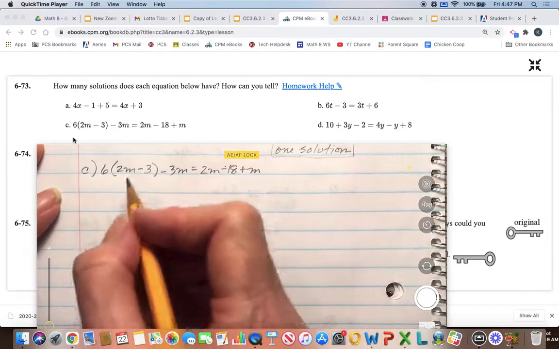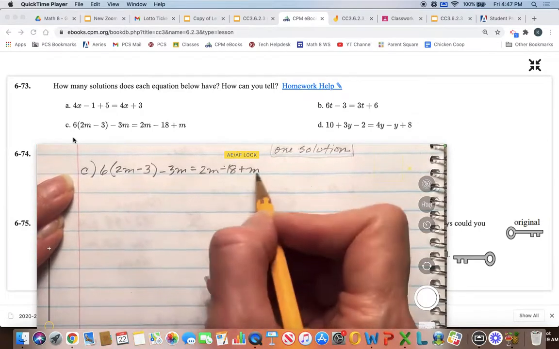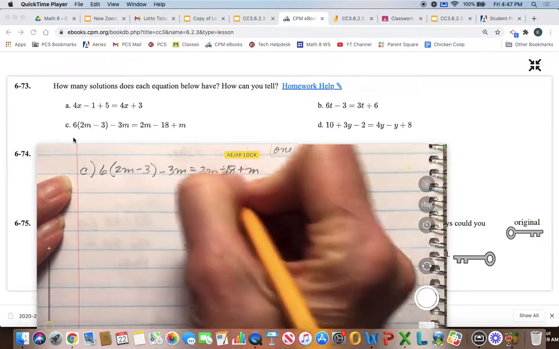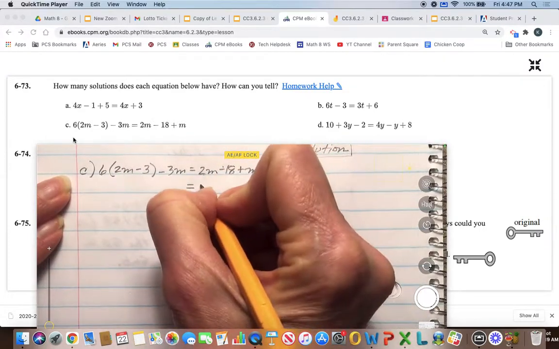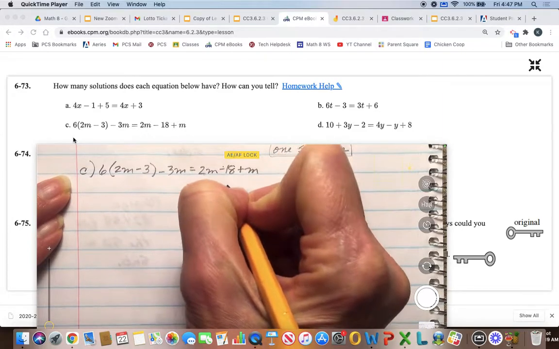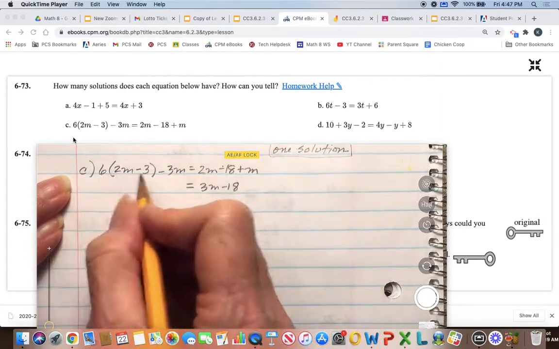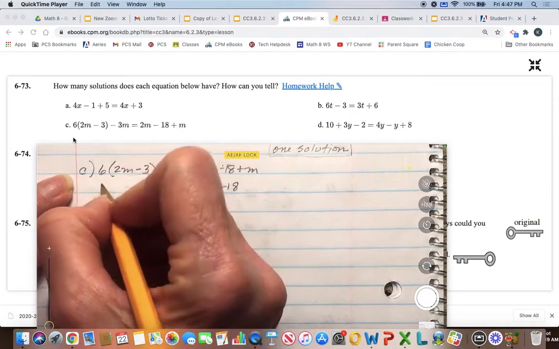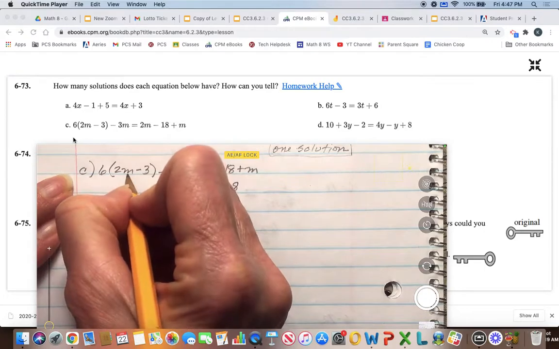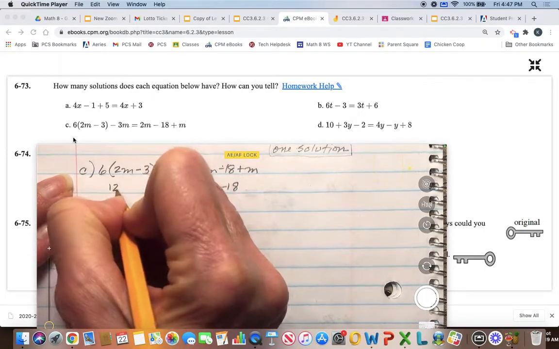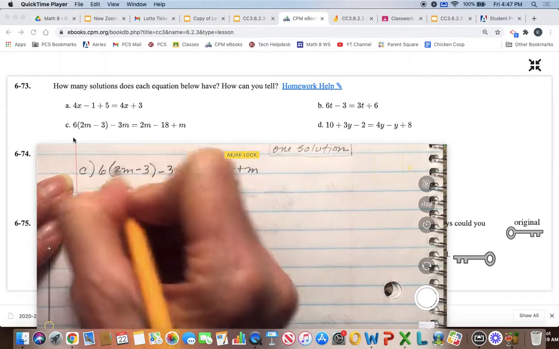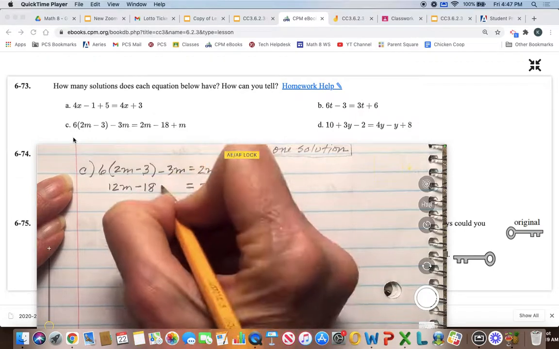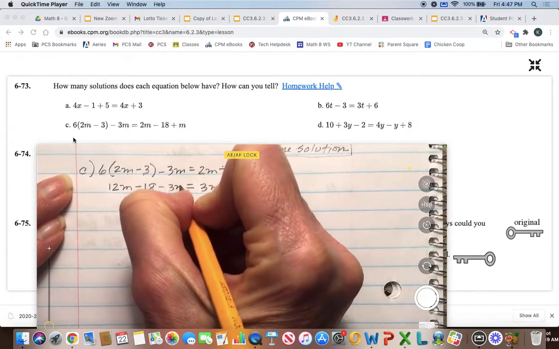All right, so the first thing that we'll need to do is, it looks like we can combine like terms on this side. So 2m and 1m is 3m minus 18. And over here, we're going to need to resolve these parentheses. So 6 times 2m is 12m. And 6 times negative 3 is negative 18. And then we've got a negative 3m left.